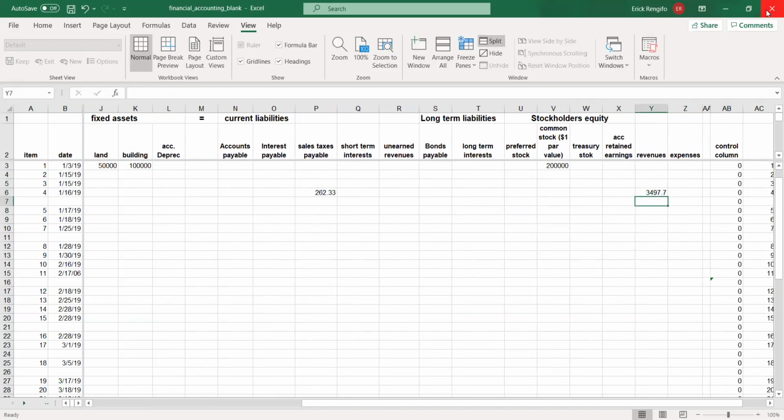3,497.67. This one here is my revenue. When I sell something, I hope that I have done a positive revenue. What this is saying here, guys, is that from this 3,700 something, I need to keep 262, that is for the government. This money is not my money, it's money of the government. And this one here is my revenue.